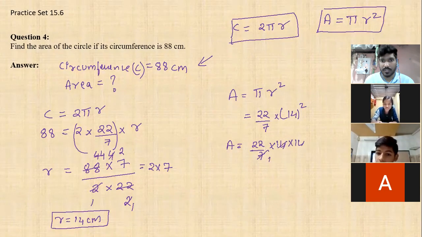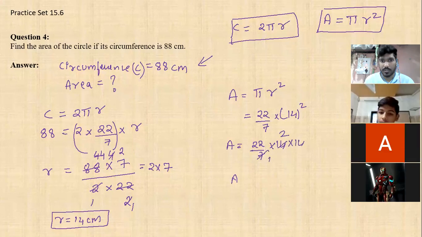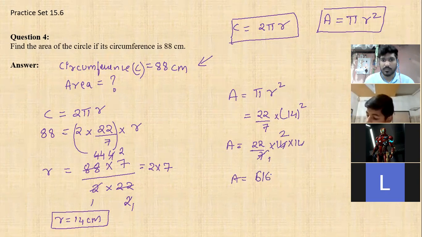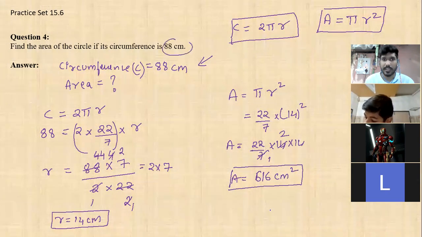So 7 ones are 7, 7 twos are 14. So you get 616 square centimeter. So the area of the circle whose circumference was 88 is 616 centimeter square.